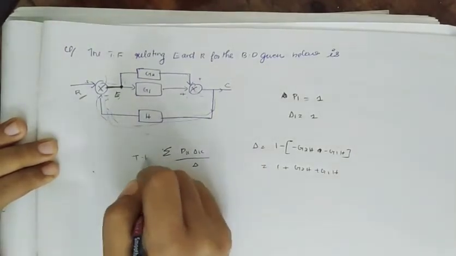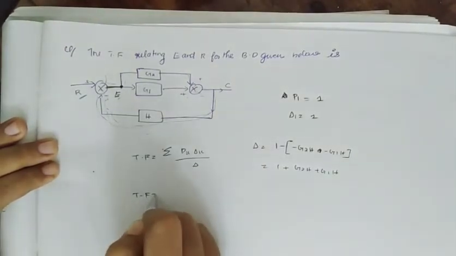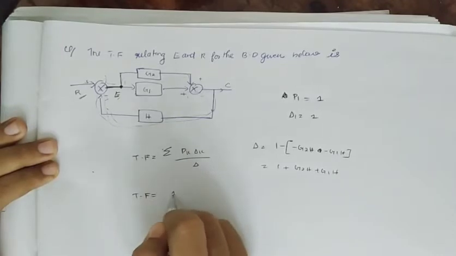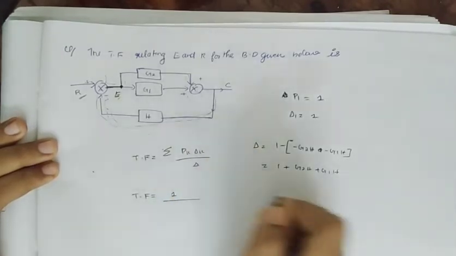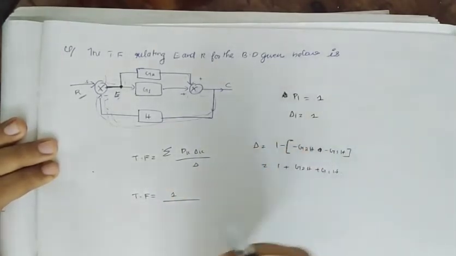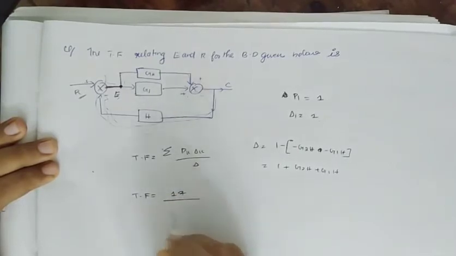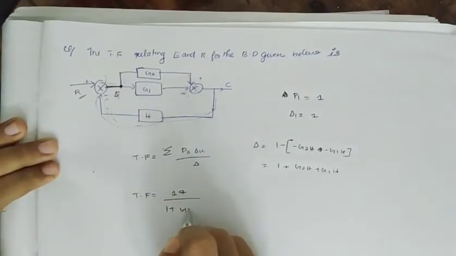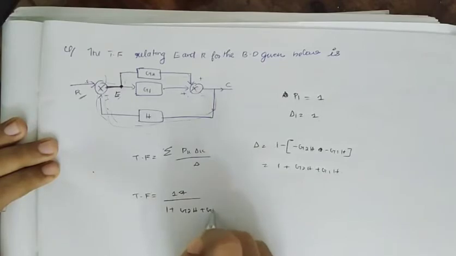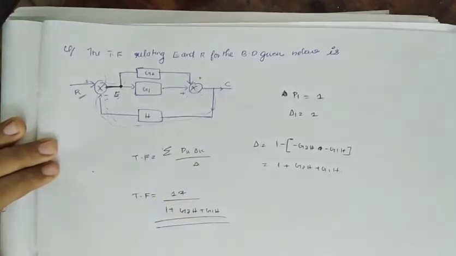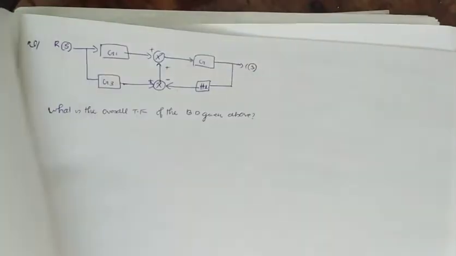So the transfer function: P1 is equal to 1, delta 1 is equal to 1 only. So 1 into 1, that is equal to 1, divided by 1 plus G2H plus G1H. So this is the transfer function. Okay, and now let's do the next question.